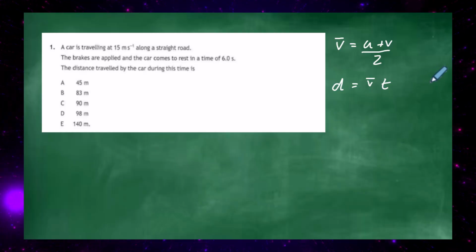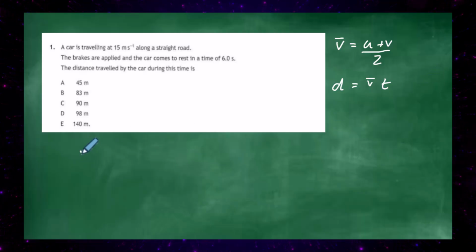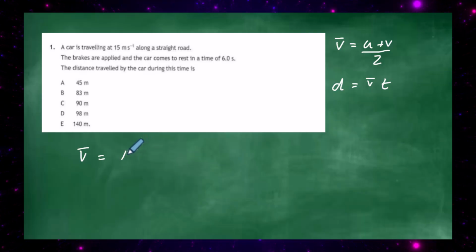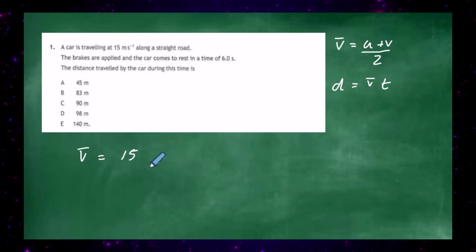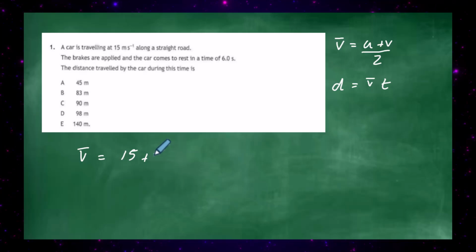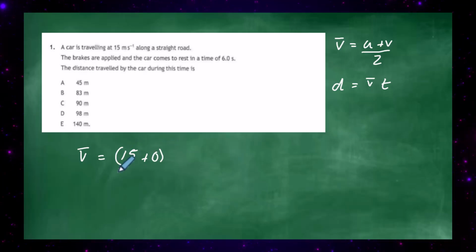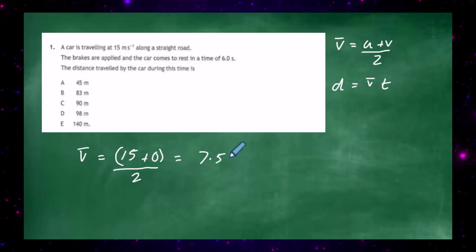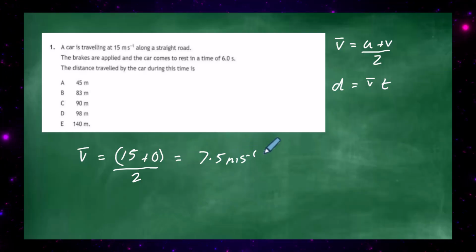Okay, let's work out the average velocity. The average velocity is going to be equal to the starting velocity, which is 15 metres per second. Leave out units for the moment. Plus, when it comes to rest, it is 0. And we're dividing that by 2. So we get the average velocity of that car to be 7.5 metres per second.